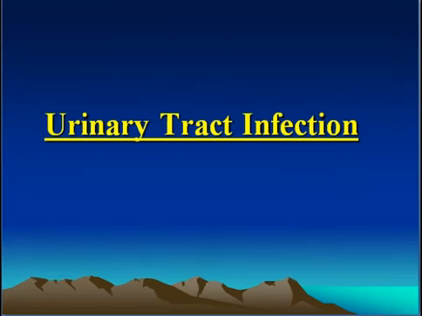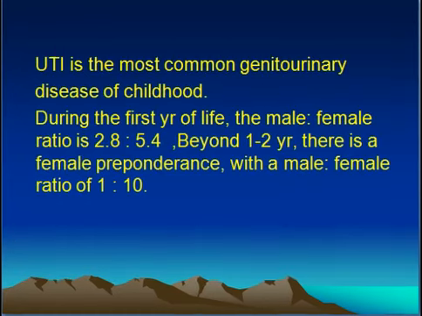Another subject in our lecture is urinary tract infection. UTI is the most common genitourinary disease of childhood. During the first year of life, the male to female ratio is 2.8 to 5.4. Beyond 1 to 2 years, there is a female preponderance, with the male to female ratio of 1 to 10.